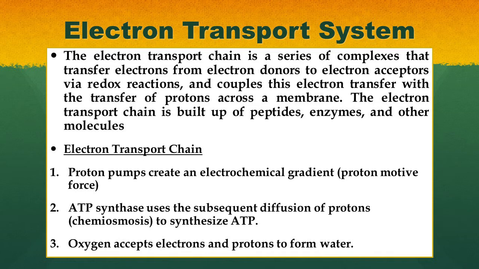Remember these points about the electron transport chain. 1. Proton pumps create an electrochemical gradient or proton motive force. 2. ATP synthase uses the subsequent diffusion of protons, or chemiosmosis, to synthesize ATP. 3. Oxygen accepts electrons and protons to form water.